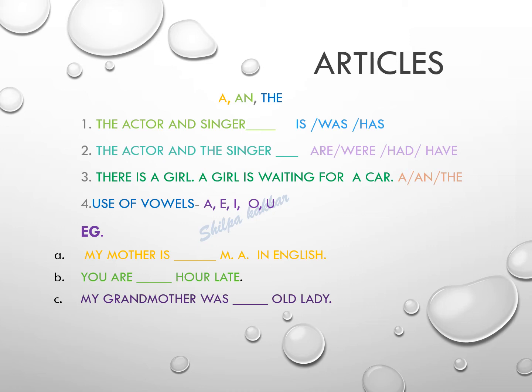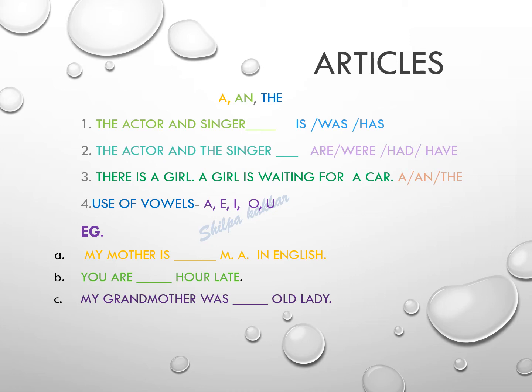So we are talking about the actors and the singers. So here we are talking about two different persons, the actor and the singer. So depending upon the tense of the sentence, are, were, had, have, we can use anything depending upon the tense. So when you see this difference, you should know what you have to use.